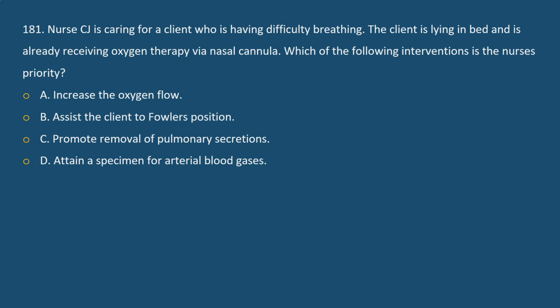Question 181. Nurse CJ is caring for a client who is having difficulty breathing. The client is lying in bed and is already receiving oxygen therapy via nasal cannula. Which of the following interventions is the nurse's priority? A. Increase the oxygen flow. B. Assist the client to Fowler's position. C. Promote removal of pulmonary secretions. D. Obtain a specimen for arterial blood gases.